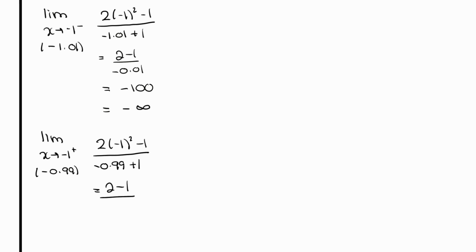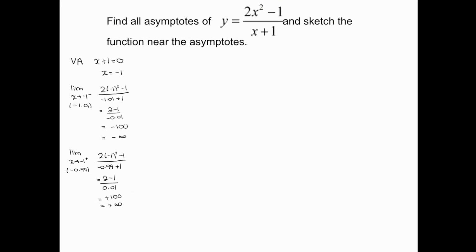But this time on the bottom, we have a positive 0.01, which is going to give us positive 100, which means that my function is approaching positive infinity as it's approaching this line, as it's approaching this asymptote.